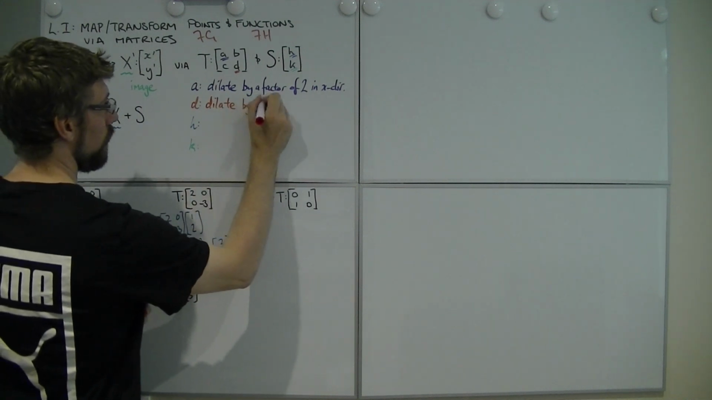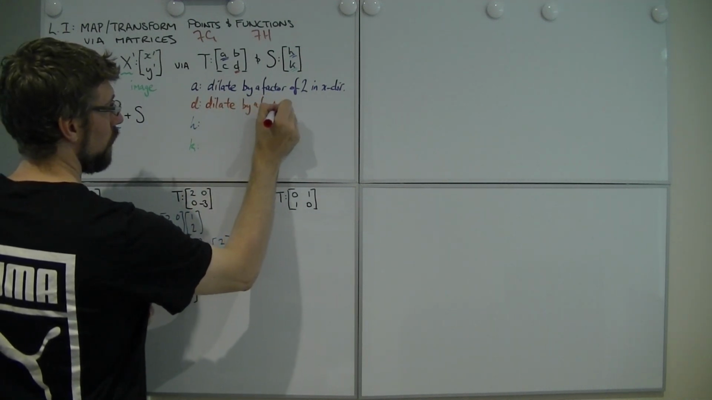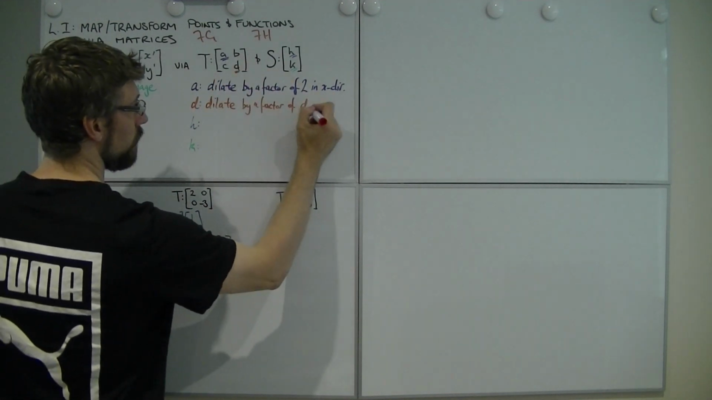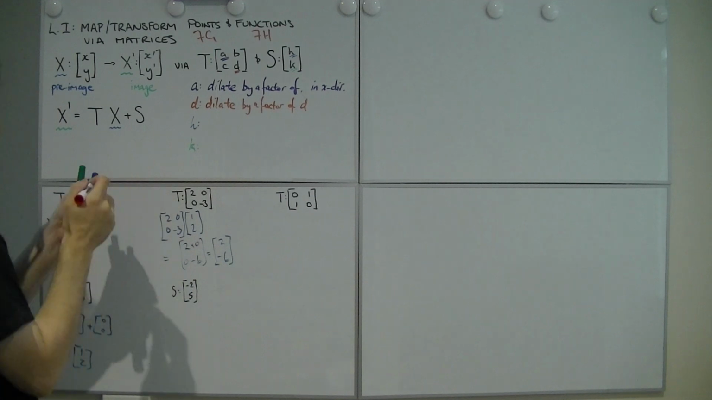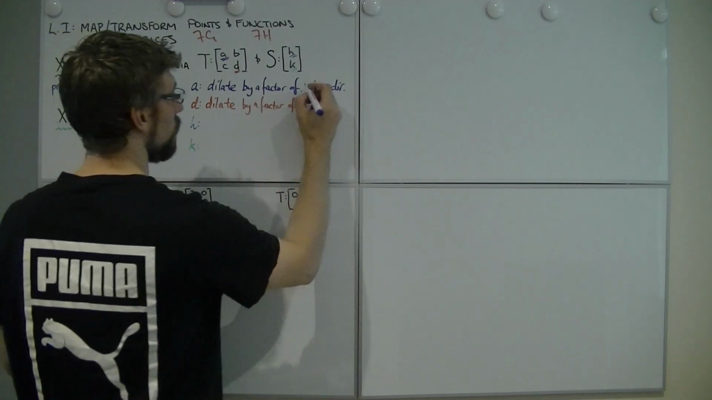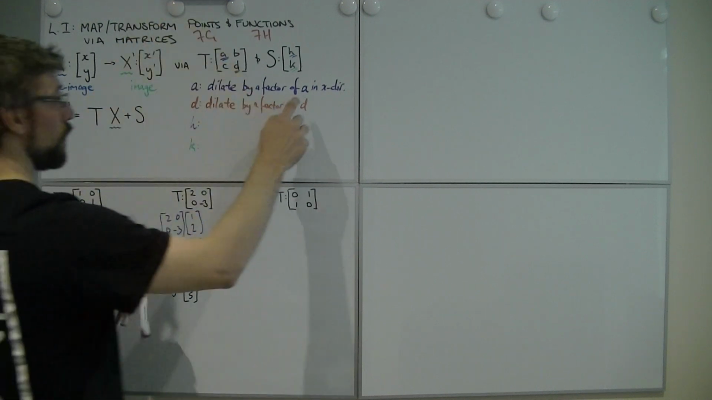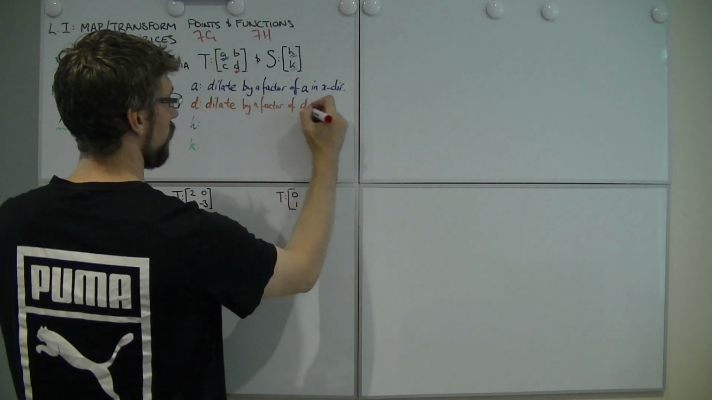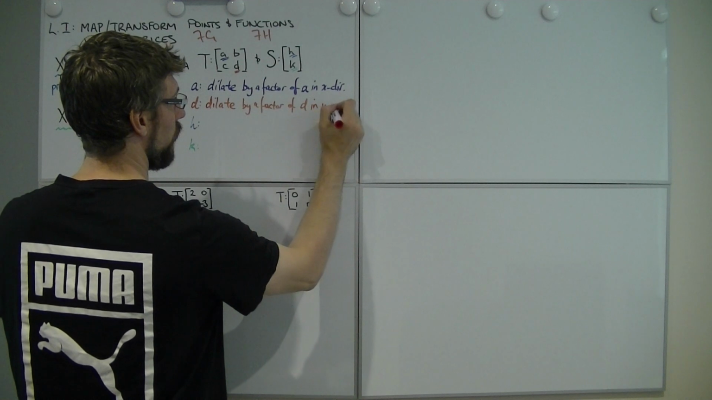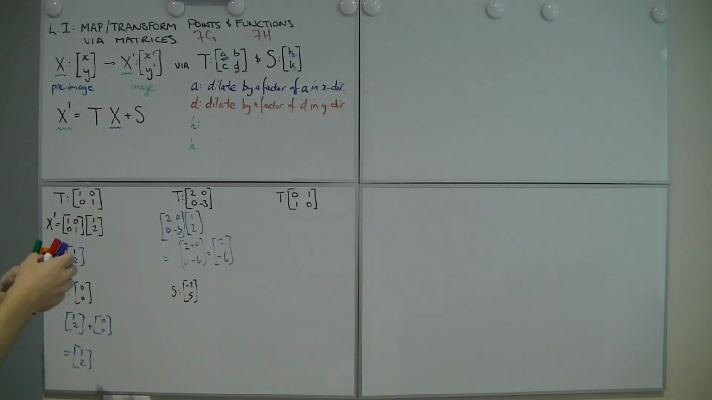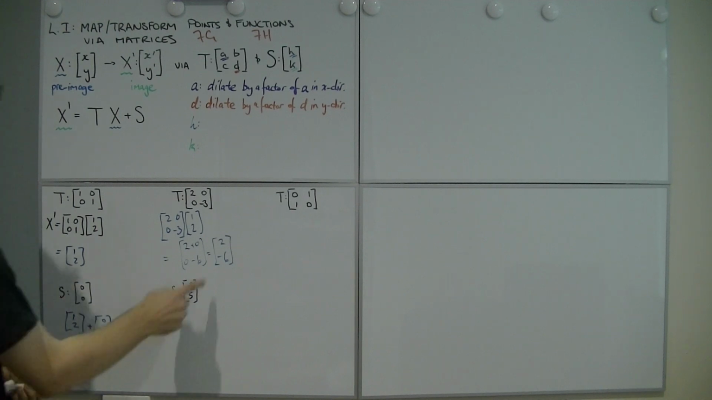So this thing is going to dilate by factor of, and I've just realised what I've said, that should be an A, this should be a D, to make it nice and general. Alright, the D is going to stretch everything vertically. So, factor of D in the Y direction. Beautiful. Okay. Cool, well what does this guy do?